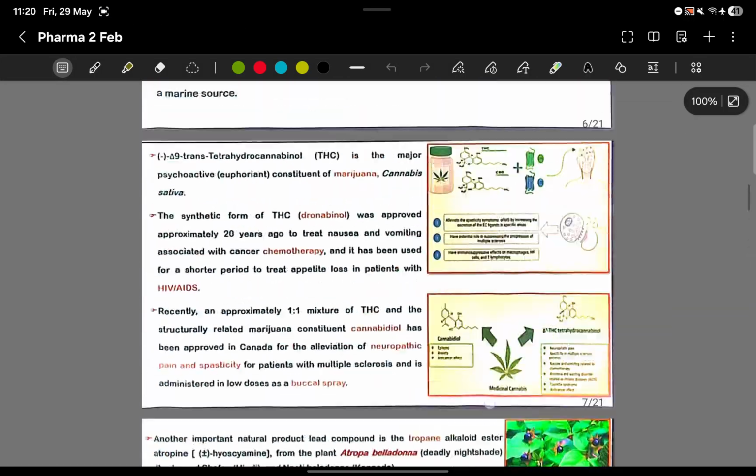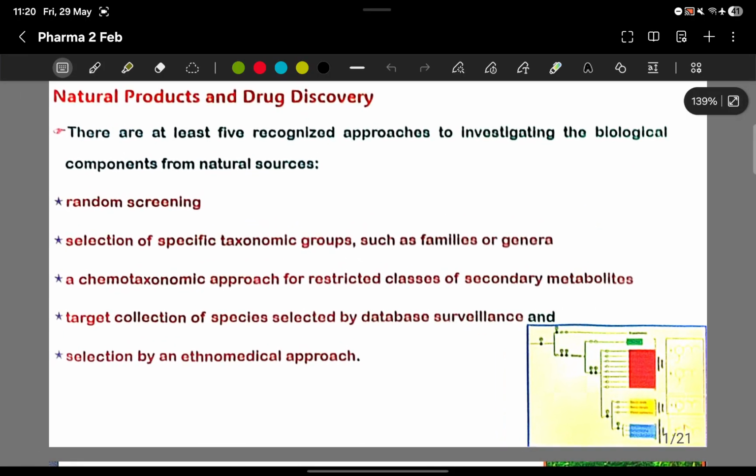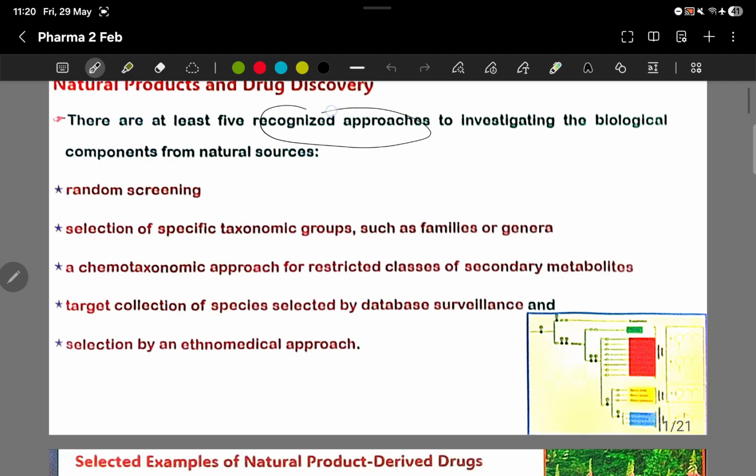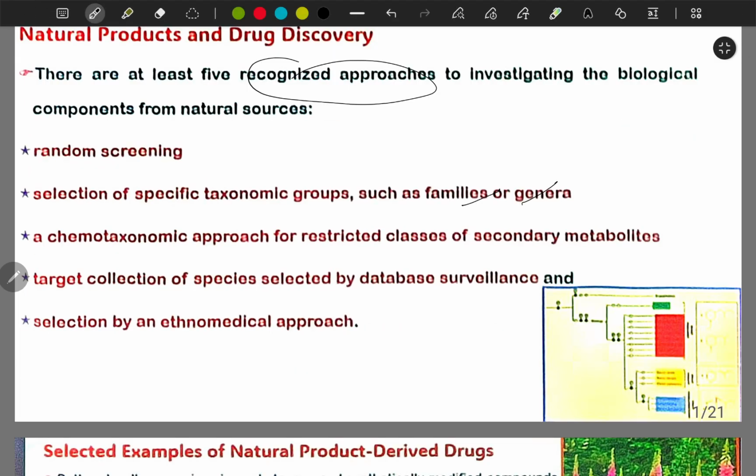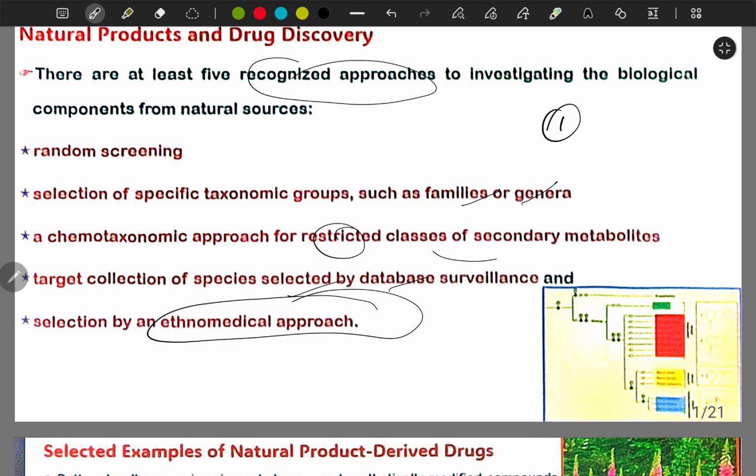Next is natural product and drug discovery. There are at least 5 recognized approaches to investigating the biological components of natural resources: random screening, selection of specific taxonomic group such as families or genera, a chemotaxonomic approach for restricted classes of secondary metabolites, target collection of species collected by database surveillance, and selecting the ethnomedical approach. So we are doing random screening, then selection of specific taxonomic group such as families, then we are checking which family and genera it is from, we are finding out the taxonomic group.